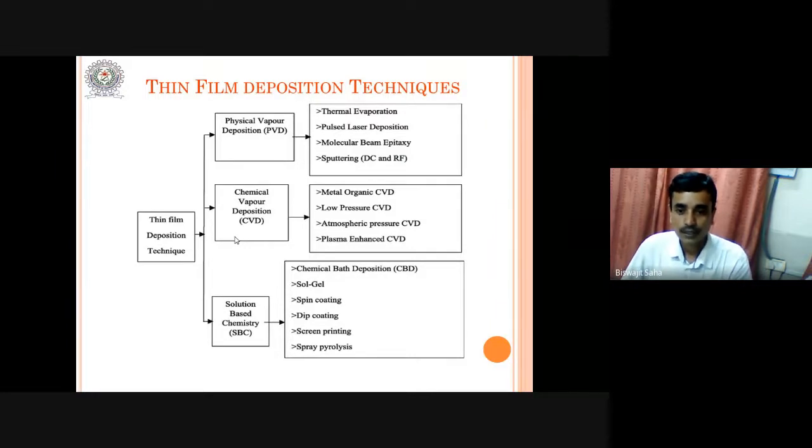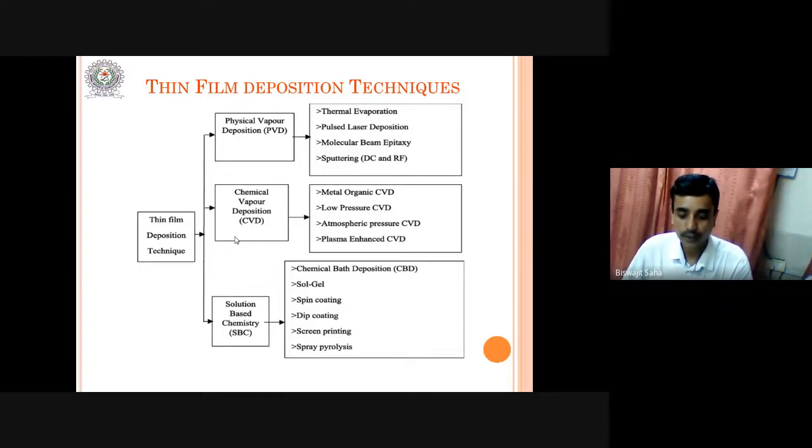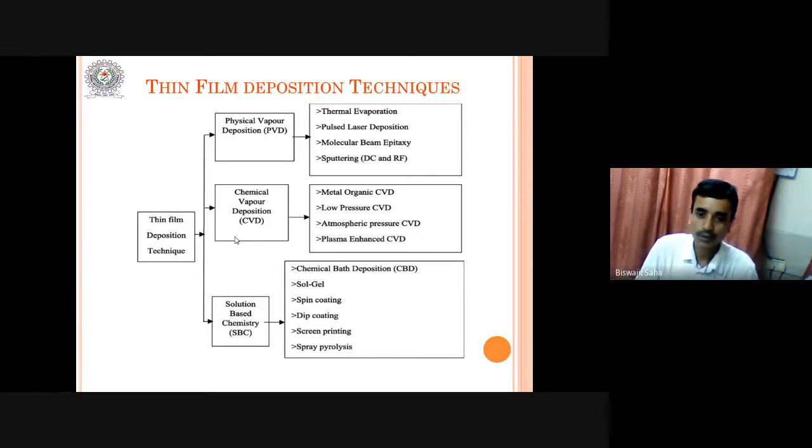So in this slide, we shall see thin film deposition techniques. Different thin film deposition techniques can be seen in this list, and outside this there are so many techniques also, because day by day different techniques are being developed. But all fundamental techniques can be divided into three parts: the physical vapor deposition technique, the chemical vapor deposition technique, and solution based chemistry. These are basically three broad categories by which the preparation of thin films can be achieved.